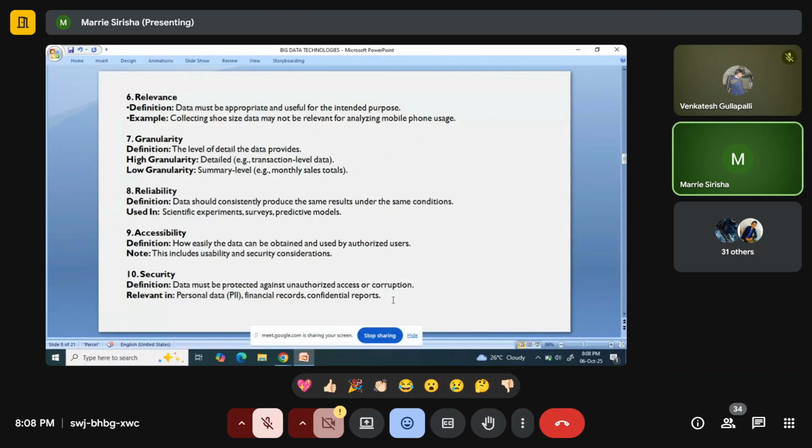Okay. And accessibility. What is accessibility? How easily the data can be obtained and used by authorized users. And authorized users means only the ones we are trusting, or you can say the ones who need the data.